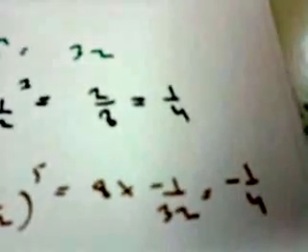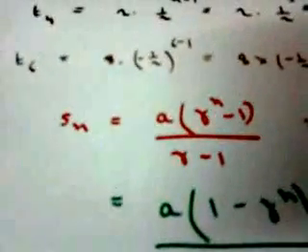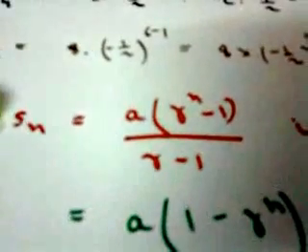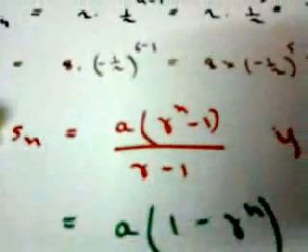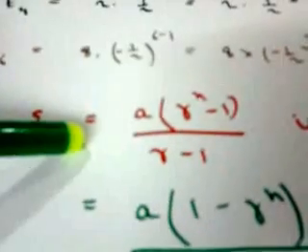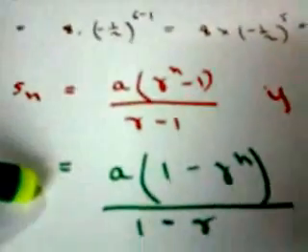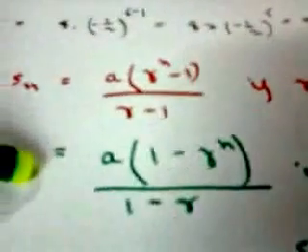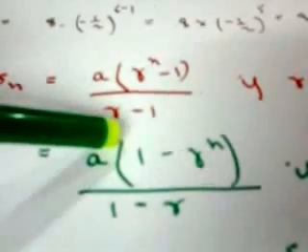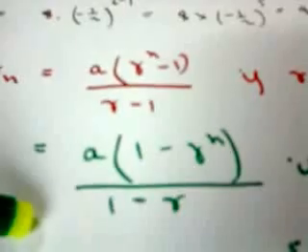Again, just like we did in arithmetic progression, in geometric progression also we have a formula for calculating sum of n terms. Now here there are two formulas, basically one for r greater than 1 and one for r less than 1. If r is greater than 1, then the sum of n terms is given by a into r to the power n minus 1 by r minus 1, and if r is less than 1, then the formula is given by a into 1 minus r to the power n by 1 minus r.